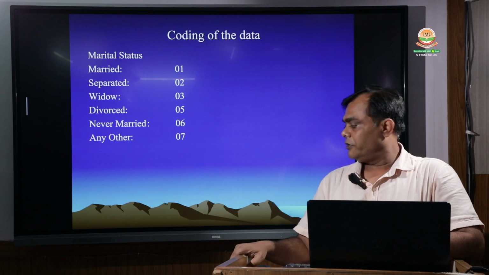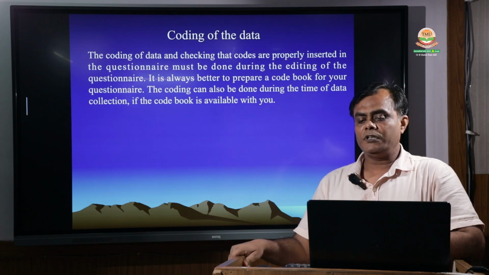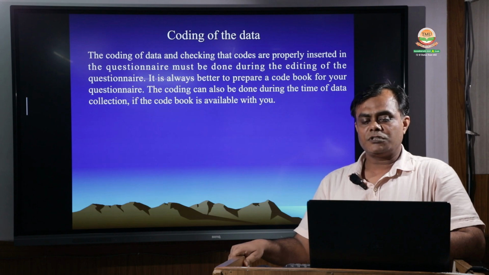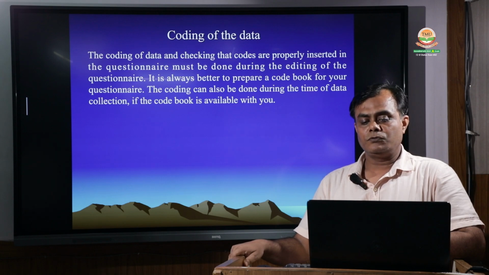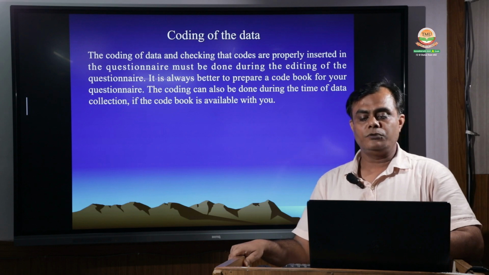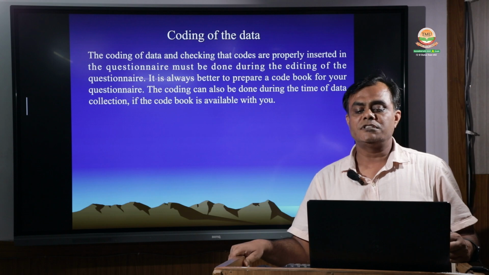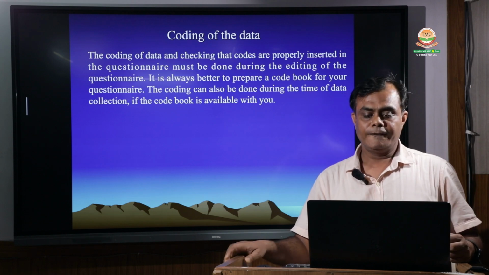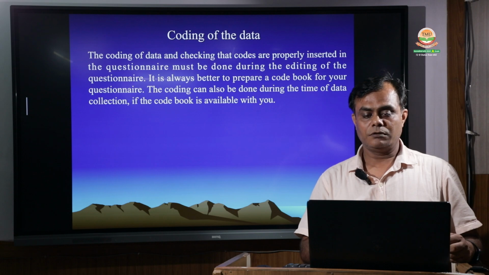In this way we are coding the different data, and checking that codes are properly inserted in the questionnaire must be done during the editing of the questionnaire. It is always better to prepare a code book for your questionnaire. This coding can also be done during the time of data collection if the code book is available with you. So in this way we are doing the coding work.